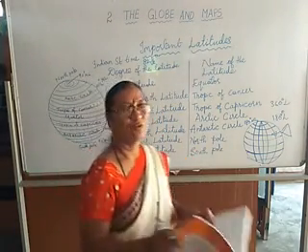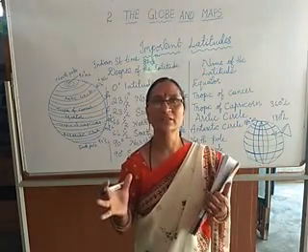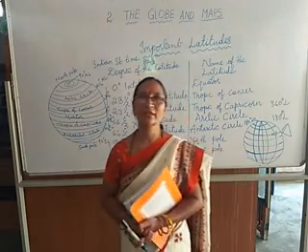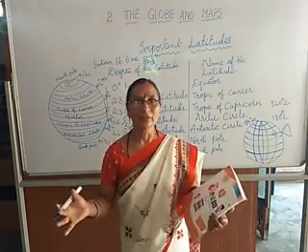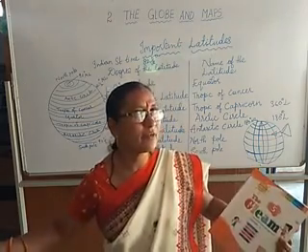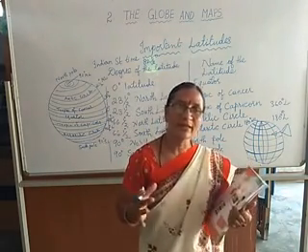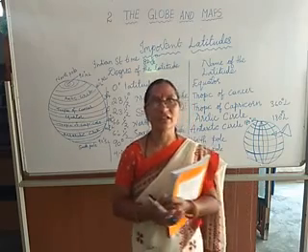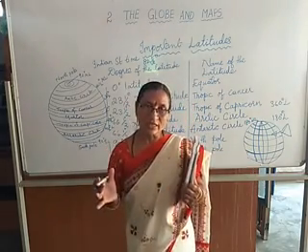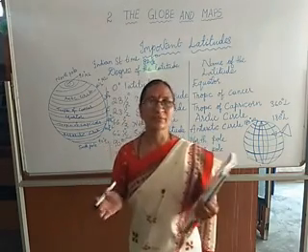What is a globe? A globe is a model of the earth. Is it possible to read about the whole earth at a time? It is very difficult, isn't it? Because it is very big and we are very small. So that is why, to read about the earth very clearly, globes are made. Globes are very small in size but exactly the same as the earth. That means a globe is a model of the earth.